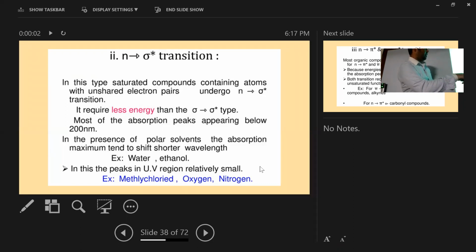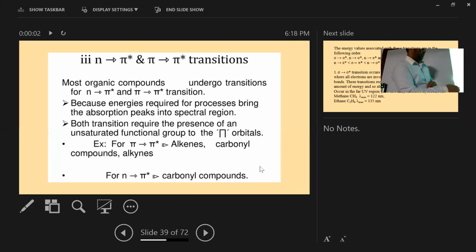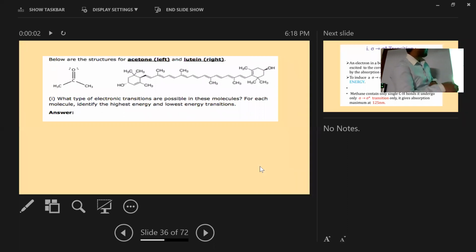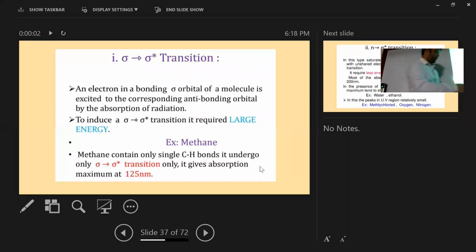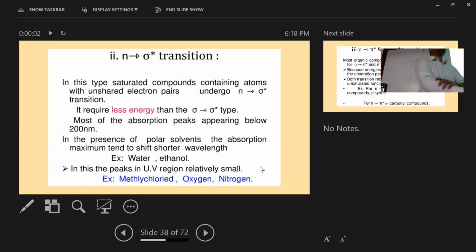So what I'm going to say is that if you are performing the UV spectrum experiment with a non-polar solvent, you may have the absorption at 200 nanometer. Then, if you have a polar solvent, you may have the absorption around 190 or less than 200 nanometer.